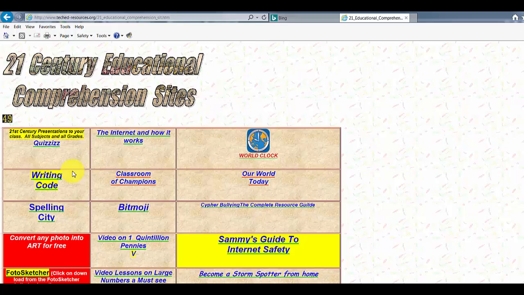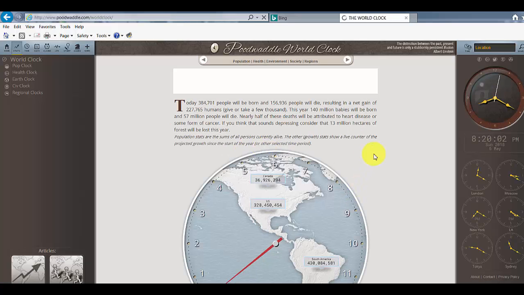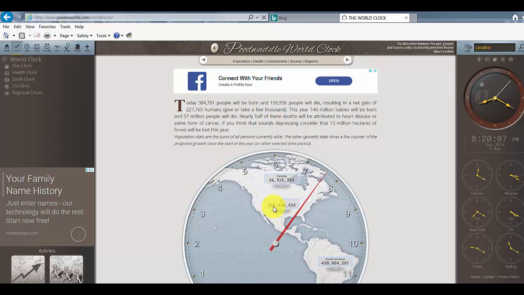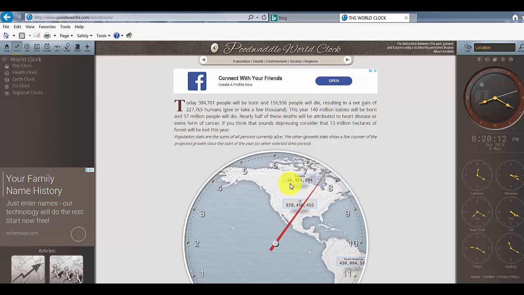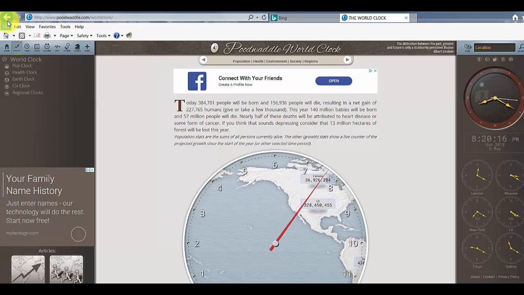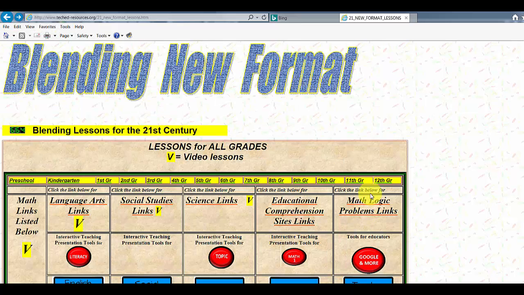Clicking on here: writing code, quizzes, the world clock, our world today. By clicking on here, you'll see that we go to a website and it tells you the current population in the U.S. is 328,450,000. Canada is 36,926. So you can show that to your class. Safety is good. It's on here, right? And there's a lot of neat things for you to look at. But you need to go here to look at them.